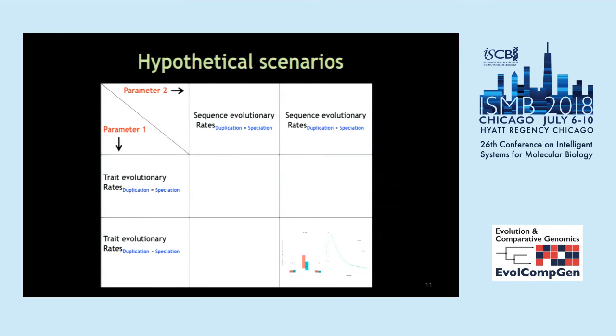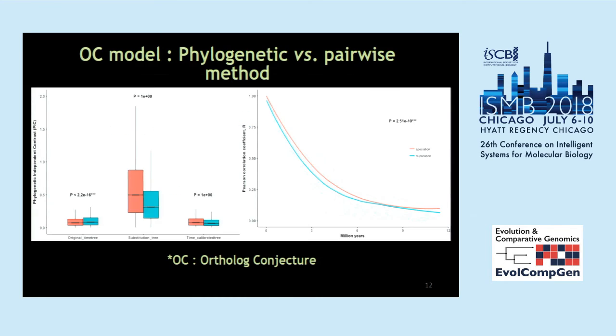Finally, consider one scenario where after duplication, sequence and thread evolutionary rates both accelerate, but the sequence evolutionary rate is higher than the thread evolutionary rate. Suppose after duplication, the thread evolutionary rate is 2 times higher, but the sequence evolutionary rate is 8 times higher. So in this scenario, the thread rate is 2 times higher, so the contrast for duplication is 2 times higher than the contrast of speciation. That means the ortholog conjecture is detected by the original time tree.